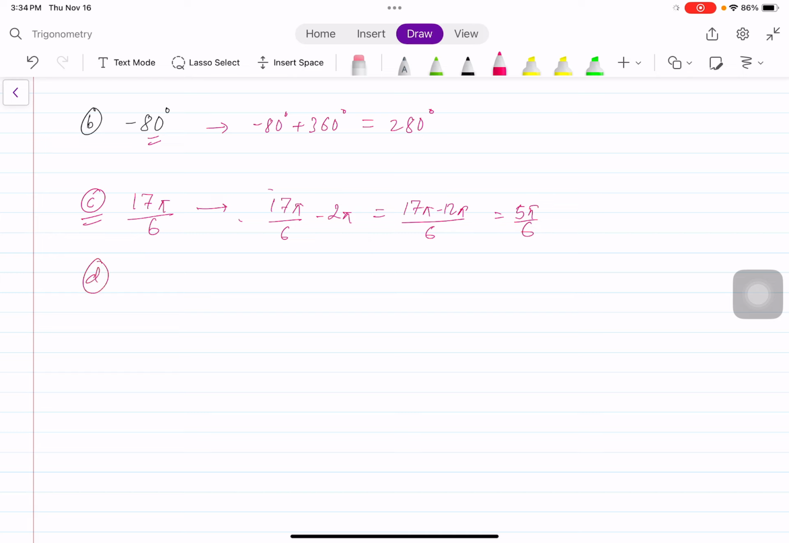In number D, negative 35 pi over 2. Again, this is also less than 3 pi, okay, because 12 times 3 is 36. But since this number is negative itself, I will add 2 pi. So let's add. I'm adding 2 pi.